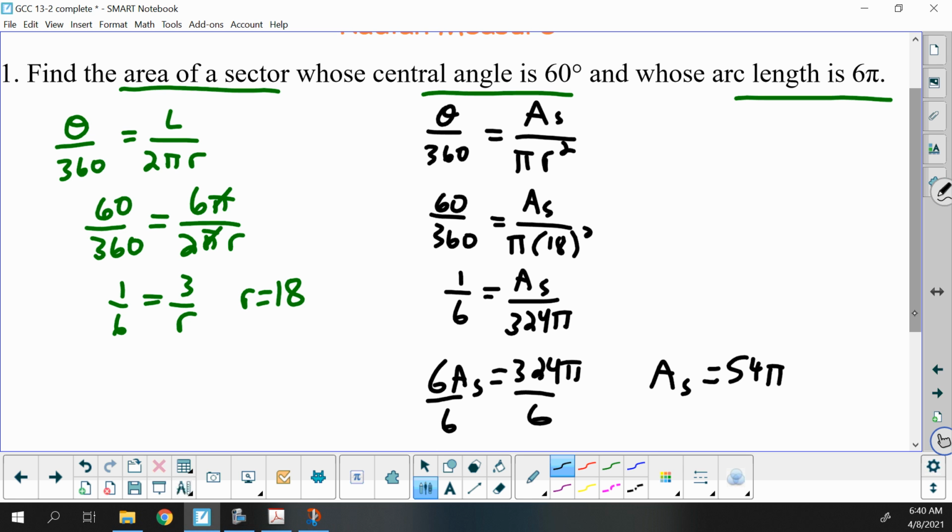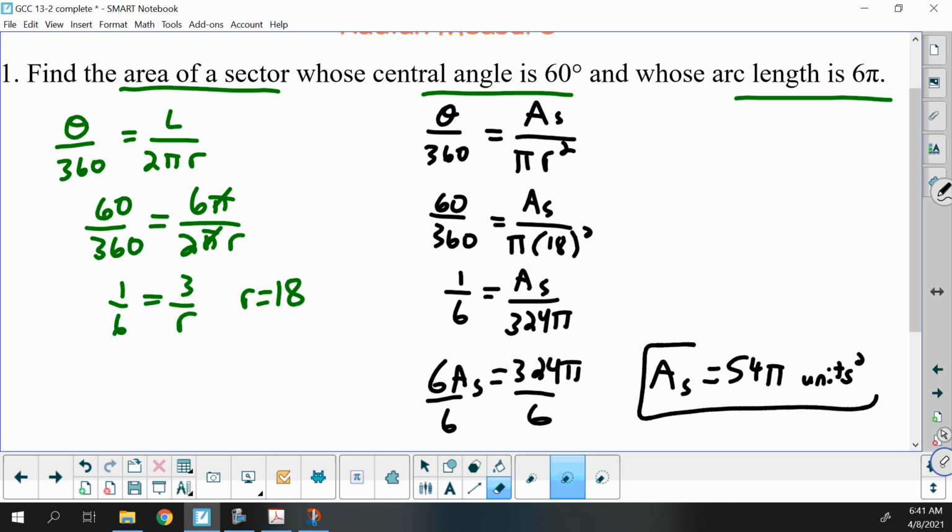They didn't tell us units on the arc length, but it's an area, so we'll just say units squared. So if they talk about both the arc length and the area of the sector in the problem, then that's going to be a two-step problem.